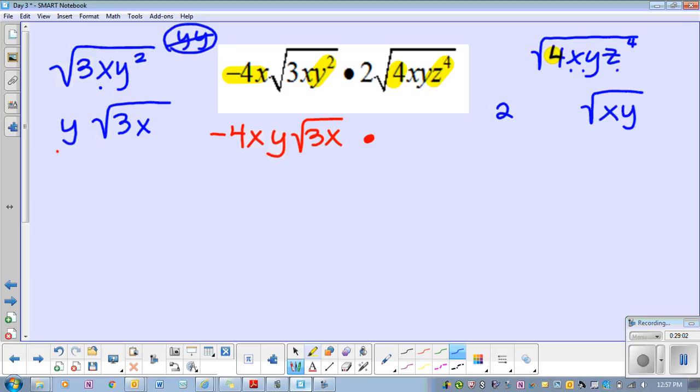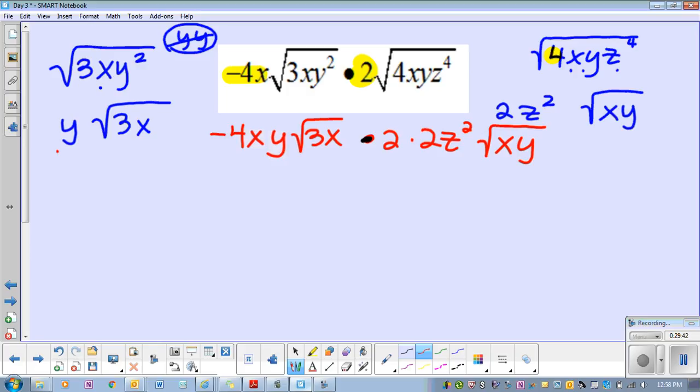How about z? Good. Okay? So that I'm going to bring over, and I already had a 2 out here. So I need to combine it with that 2, multiply it, right? So 2 times 2. Oh no, I should have used a different color. Okay. 2 times 2, z squared, square root xy. Yeah? Okay.